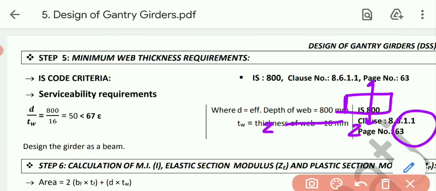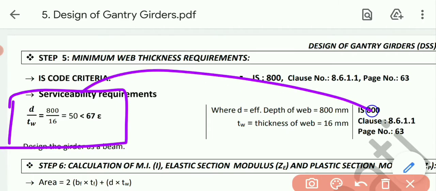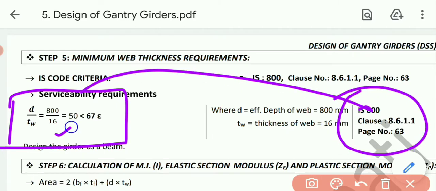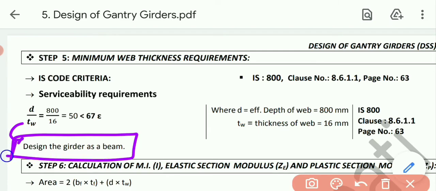Step number 5, minimum web thickness requirement. Now in this one what we will do is make the criteria of the web with respect to the code. Now for that, d by tw ratio should be less than 67 epsilon as per clause 8.6.1.1, page number 63, and we have already calculated this ratio, that is 50, which is less than 67 epsilon, and it's okay, we can design the girder as a beam. So that's step number 5.